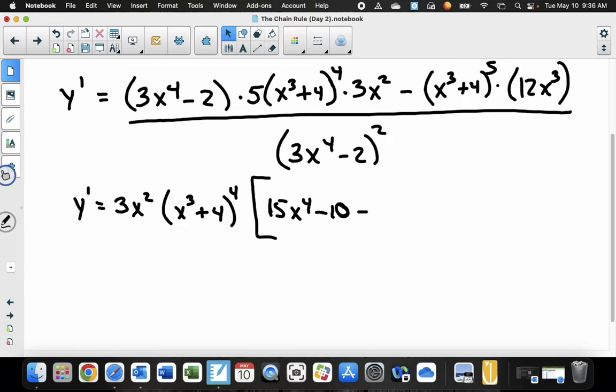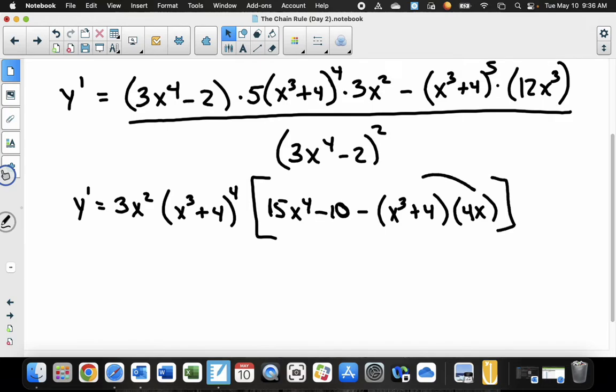Now we have minus, and we will take a look. We factored out 4 out of 5 of those, which means there's one of those factors left. So we still have x cubed plus 4. And the 12x cubed, remember we took a 3 out, and we took an x squared out, which means there's a 4x left.